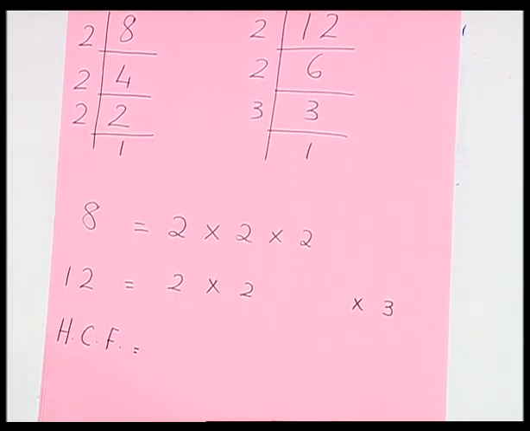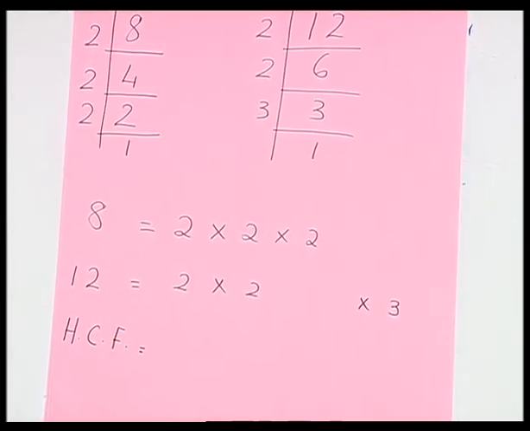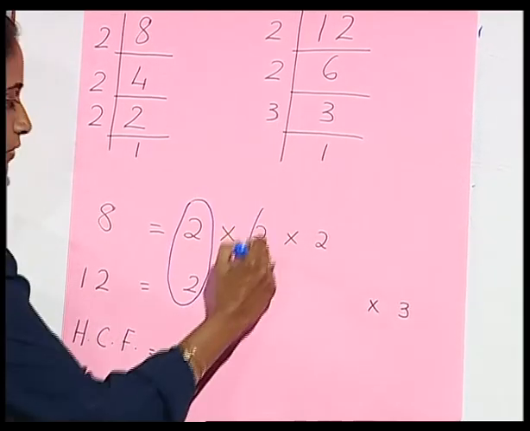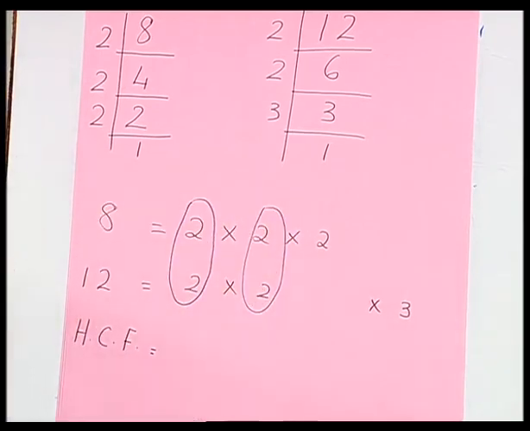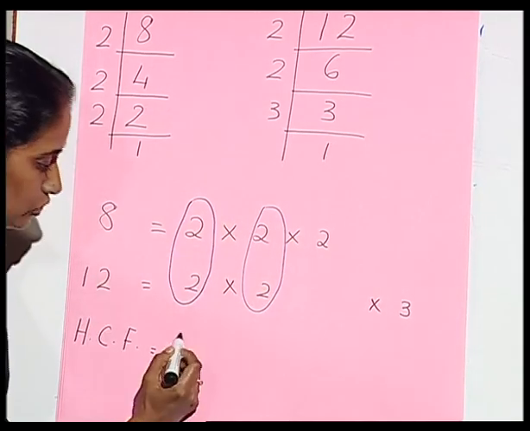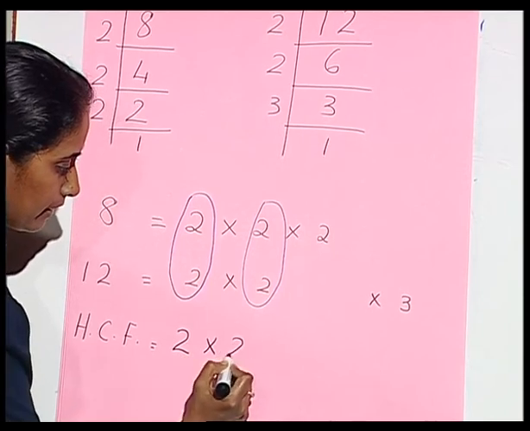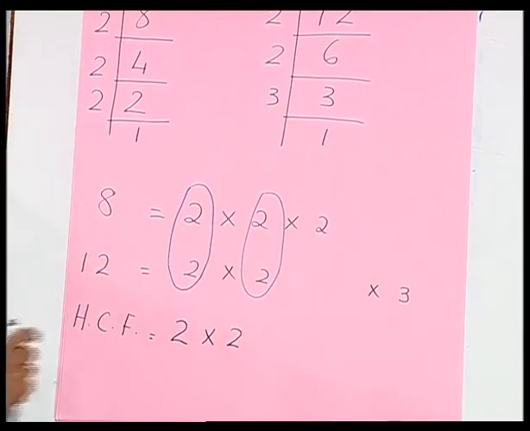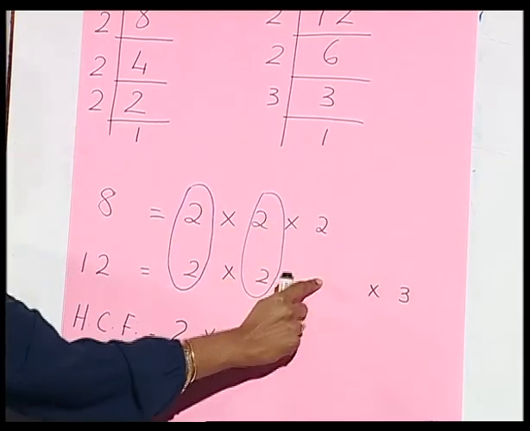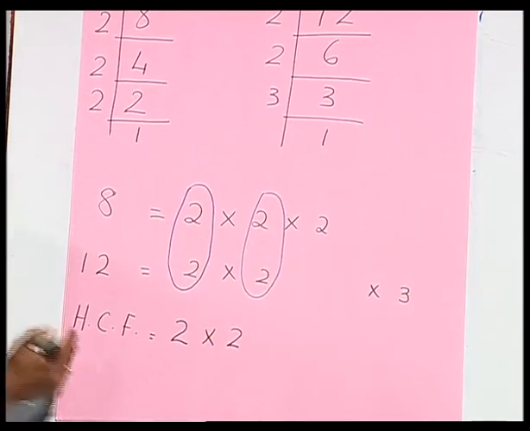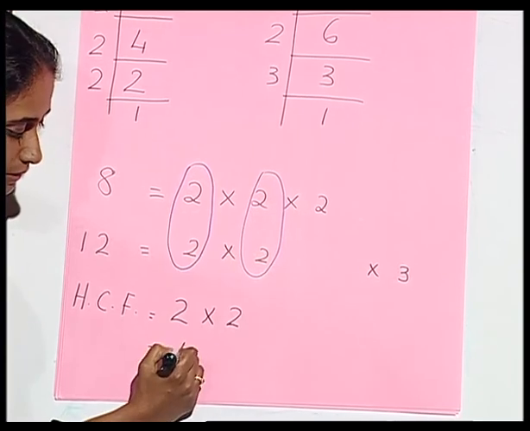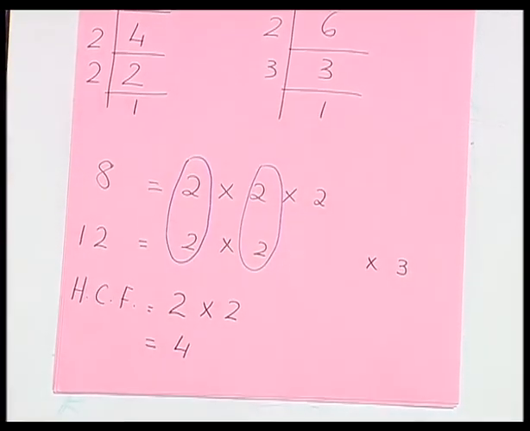That is, let us first look at the common factors. You can see that 2 is common here. 2 is common here. So, I'm going to take these two 2s. However, here I don't have 2 or I don't have 3 here. So, I cannot take this 2 or this 3 as common. So the HCF is just going to be the two 2s which were common. So the HCF of 8 and 12 is 4.